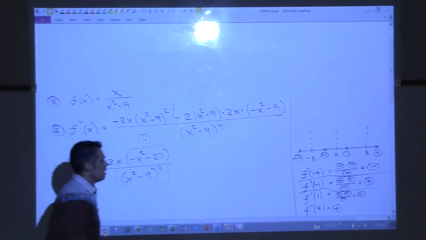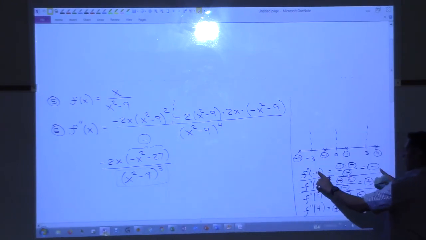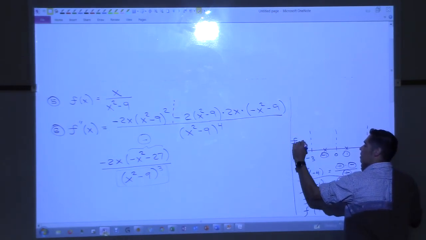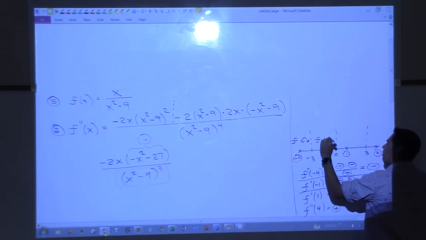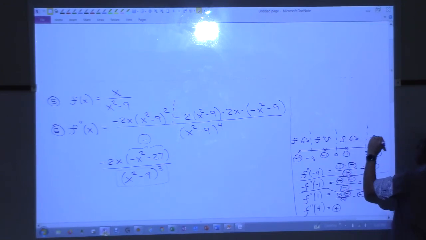Right? Okay, so let's go back to our little chart here. At -4, we have a negative second derivative, which means our function is doing what? Concave down. And then we're going to be concave up. Then we're going to be concave down. And then we're going to be concave up.